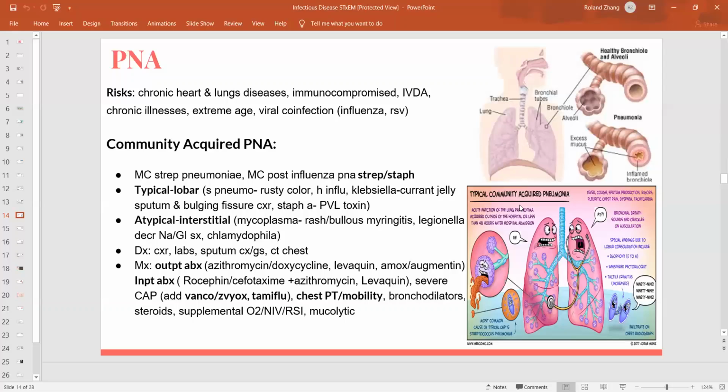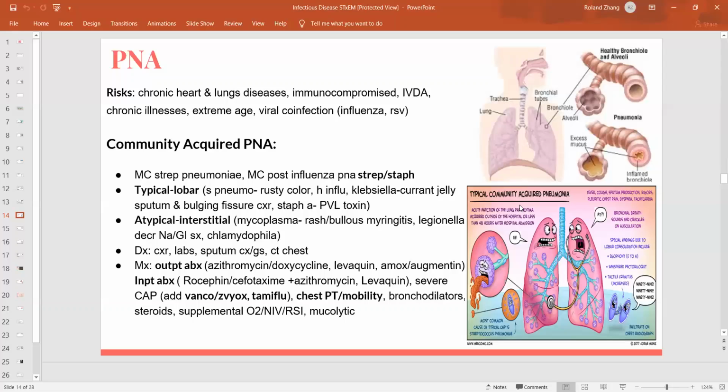Legionella can sometimes cause, lab work-wise, GI symptoms like abdominal pain, nausea, vomiting, diarrhea, and it can also cause a decrease in sodium level. So the way you diagnose this is, of course, getting a sputum culture and gram stain and a chest X-ray, plus or minus a CT chest. When you have an abnormal X-ray that shows consolidation on a chest, you don't really have to progress to a CT. You only get a CT if you're not sure.